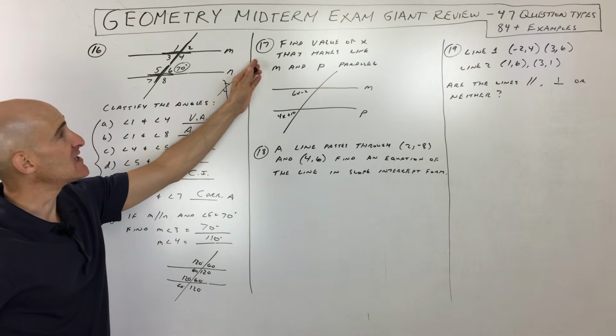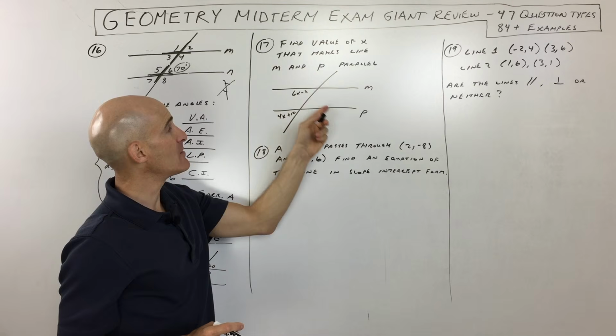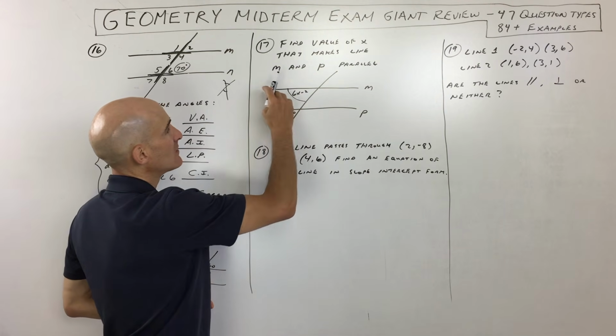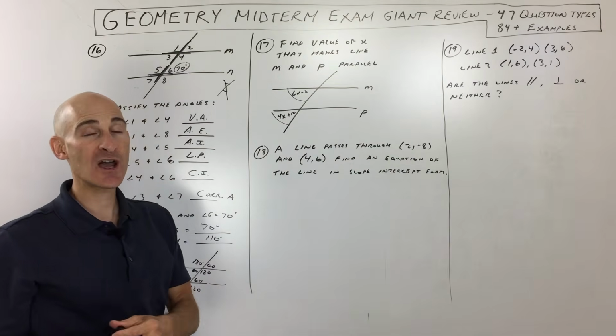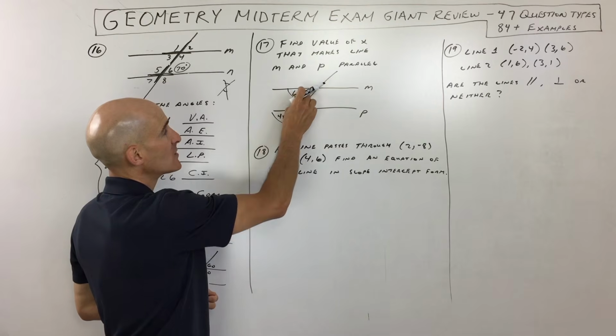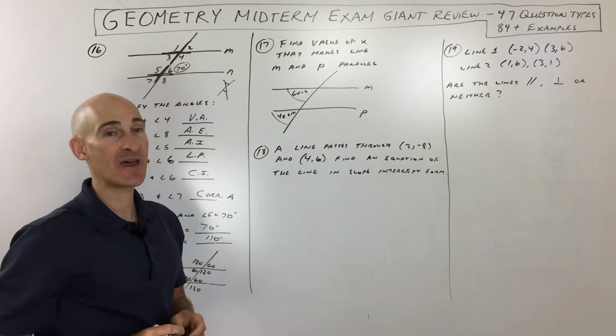So let's go to number 17. It says find the value of x that makes line M and P parallel. So what do these values of x have to be so that these two lines are parallel? Now what we're talking about right now is these two angles are corresponding angles. See lower left-hand corner, lower left-hand corner. Okay, we talked about picking up that x and placing it on that x.